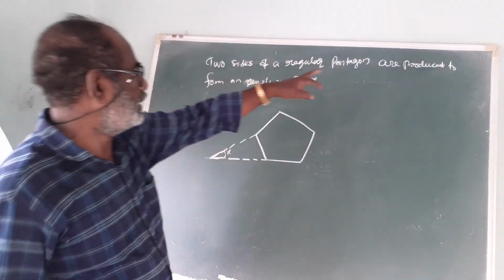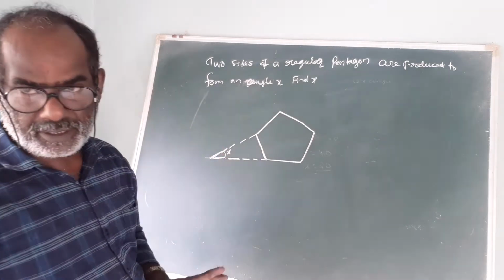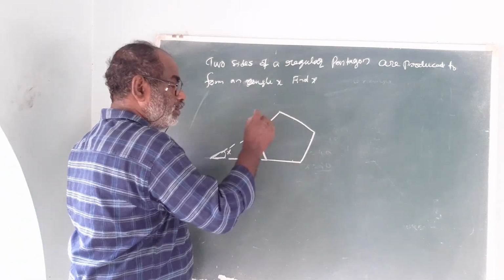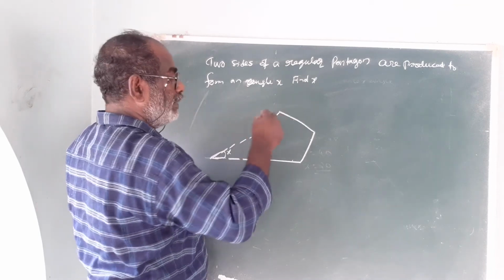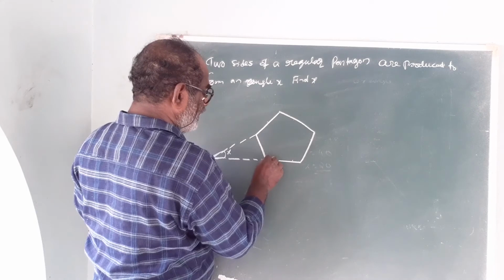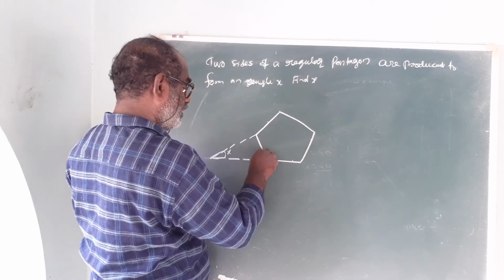Please listen to the question. Two sides of a regular pentagon are produced to form an angle x. Find x. This is the x. Pentagon means how many sides? 1, 2, 3, 4, 5 sides. So a pentagon has 5 sides. What is the exterior angle here? This is the exterior angle.